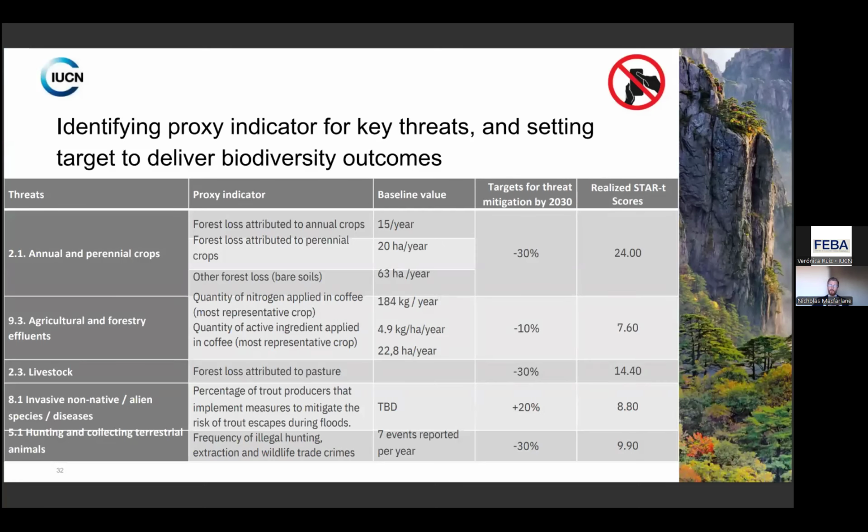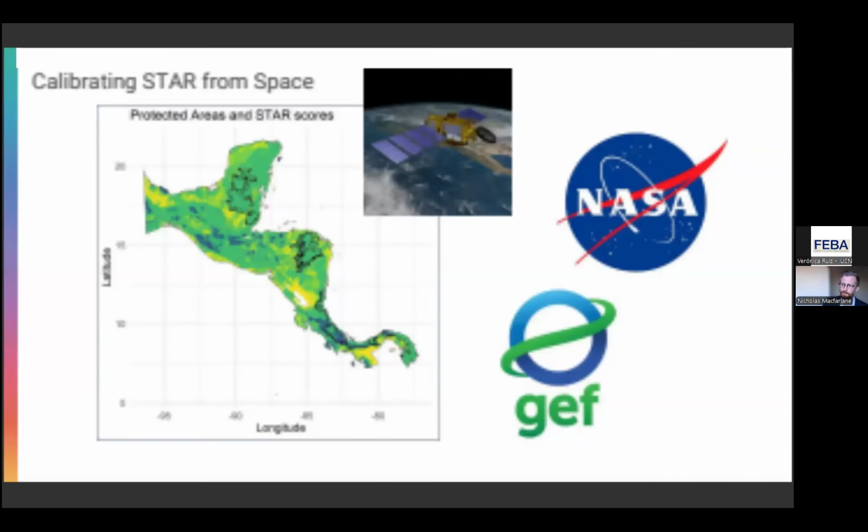One of the things these workshops have actually done is calibrated the STAR value and then identified indicators tied to those individual threats in order to calculate the amount of realized STAR that is actually delivered over the course of those projects. Next slide, please.